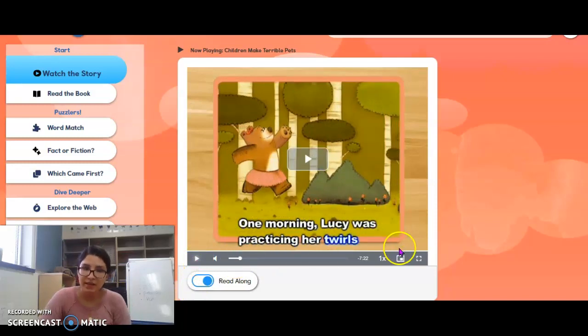Okay, so whoever's telling the story right now is saying Lucy was practicing her twirls. So this is the character Lucy. Now we need to figure out, is Lucy telling the story? Yes or no? Let's keep listening.